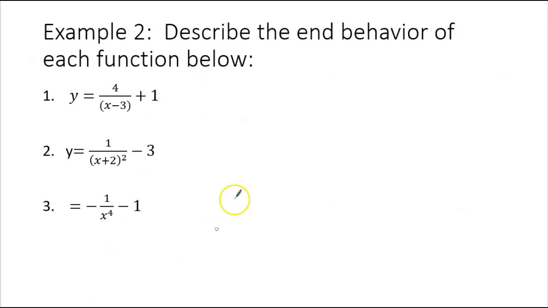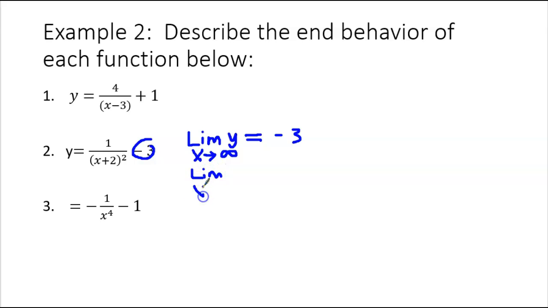Let's take a look at number 2. So for number 2, if I want to describe the end behavior of this function, this is how I would do it. The right end of my graph is represented by this as x approaches positive infinity. And the y value that we're reaching is whatever the horizontal asymptote is. So as x goes to positive infinity, y approaches -3. And the same thing will happen on the left side of my graph, represented by this negative infinity. As x approaches negative infinity, the y value also approaches -3.